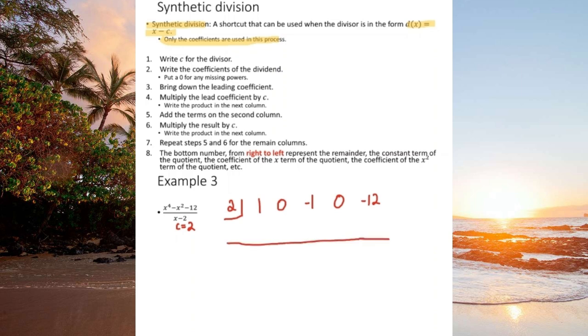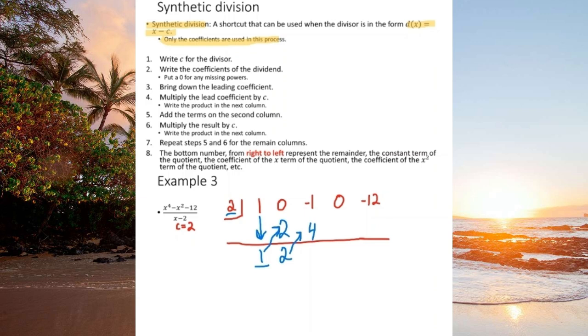Now to perform the division, step 3, we bring down the leading coefficient, which here is 1. Then step 4, we're going to multiply the leading coefficient by c. So we're going to multiply 1 and 2 together, and we're going to put that right underneath the 0 above the line. Now we're going to go to step 5, where we're going to add the two terms in the second column. So 0 plus 2 is 2. Now we're going to go to step 6, which is to multiply our result by c. So 2 times 2 is 4, and we're going to place the 4 in our third column.